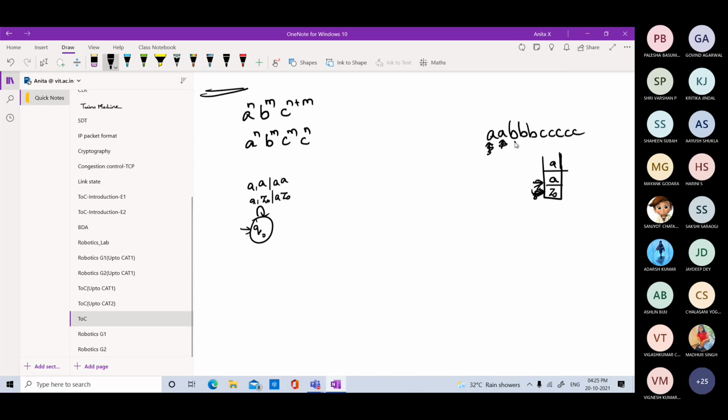All right. My input symbol is B. My stack symbol is A. What should I do?